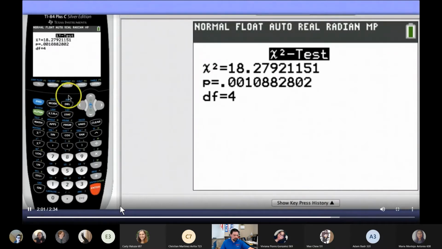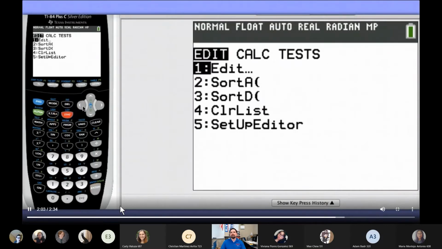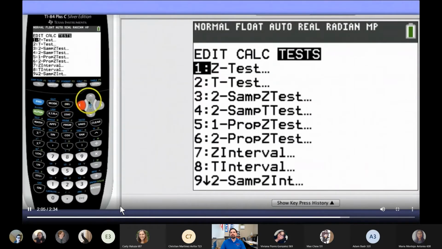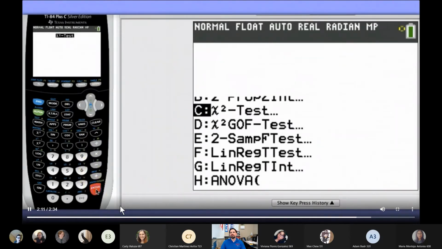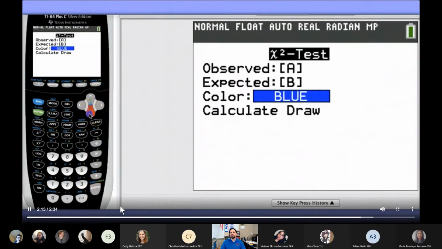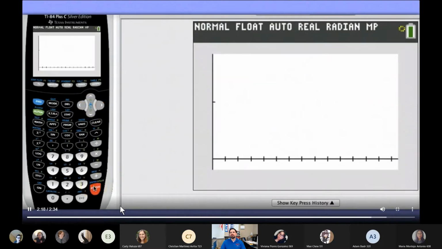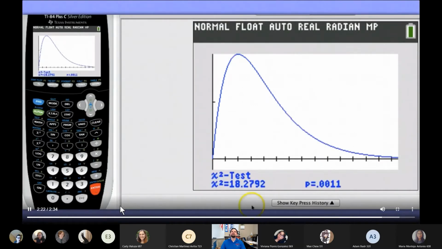We also have the option of drawing the chi-square distribution. So let's go back to chi-square test again. And instead of choosing calculate, let's choose draw. We can see the chi-square distribution being drawn, and at the bottom of the screen we see the chi-square test statistic and the p-value. Because this p-value is so small, we don't really even see the shading in the end of the distribution here.